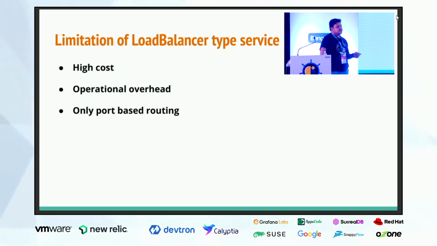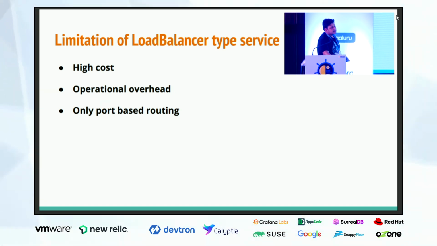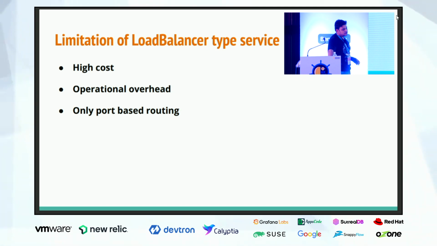So for each load balancer, we might have to create new DNS entries. We might have to create firewall rules. So other operational overheads are also associated with managing a large number of applications, while managing a large number of applications using service of type load balancer, right?